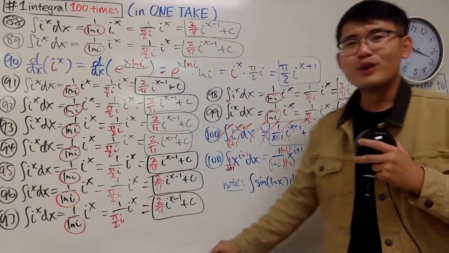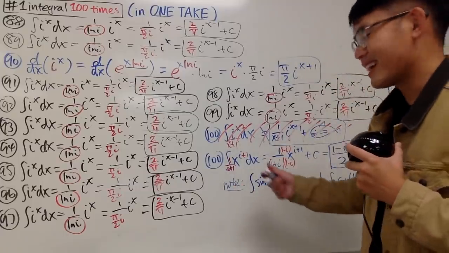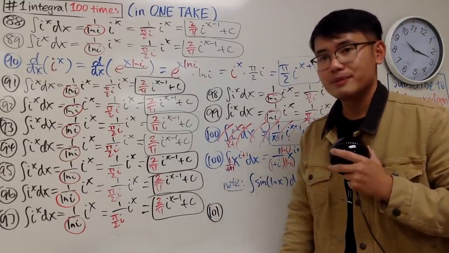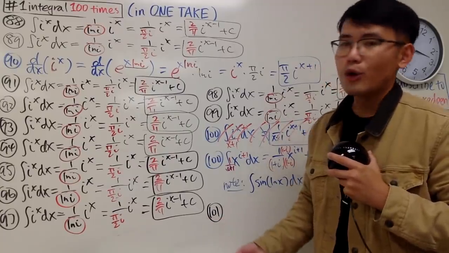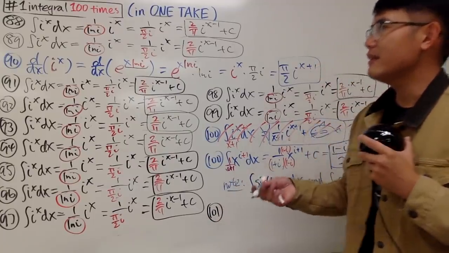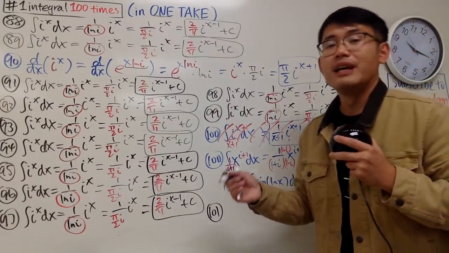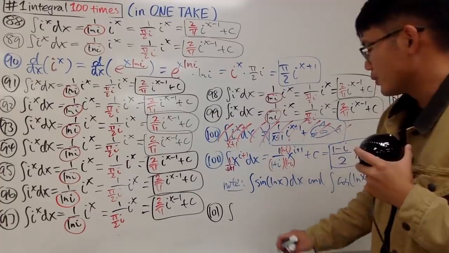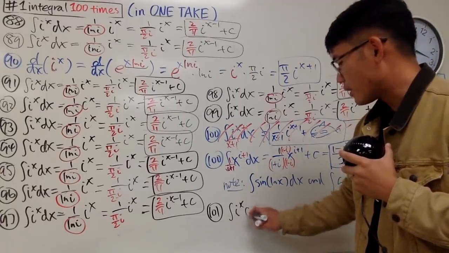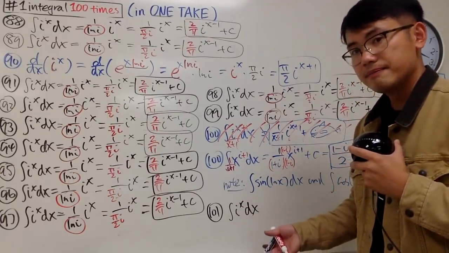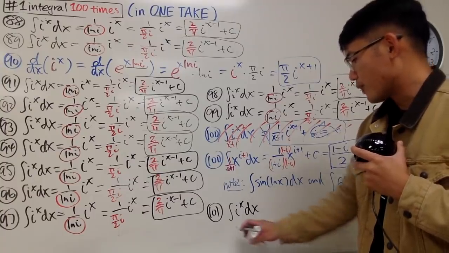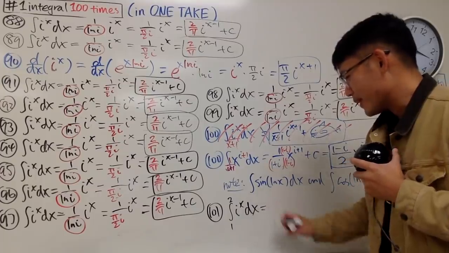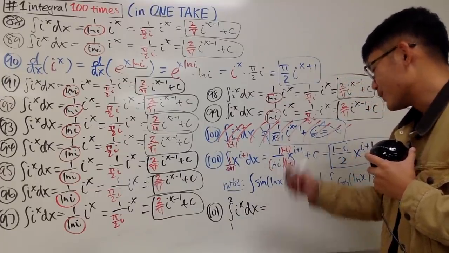Cool. Of course, I have a bonus for you guys. We're not done yet. Number 101. I feel so bad that I don't have any numbers for you guys, so for number 101, let's integrate i to the x power dx. But I will just go from 1 to 2. Yeah, 1 to 2 will work.